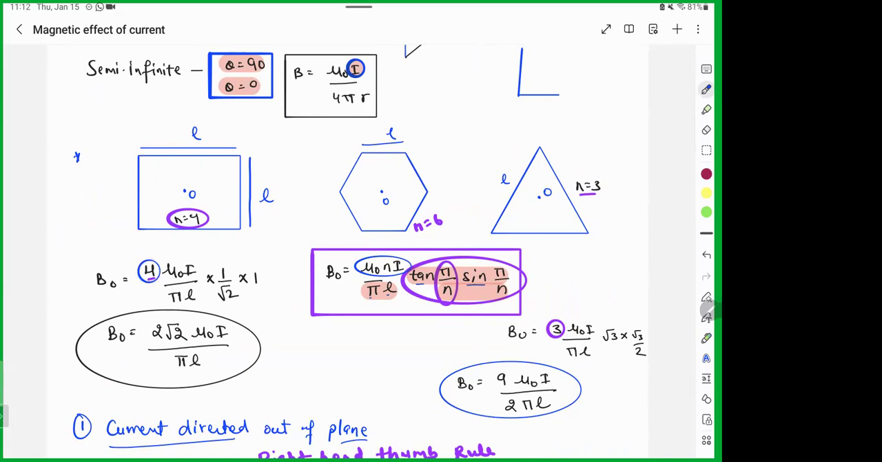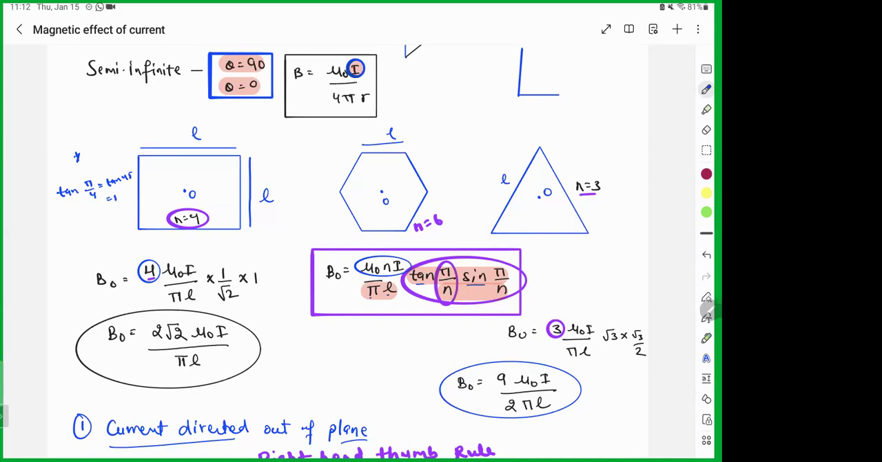And tan θ you calculate as tan π by n, and the n value is 4. So what is π by 4? Here π is 180, so π by 4 is 45, and tan 45 is equal to 1. Can you explain it again, sir?